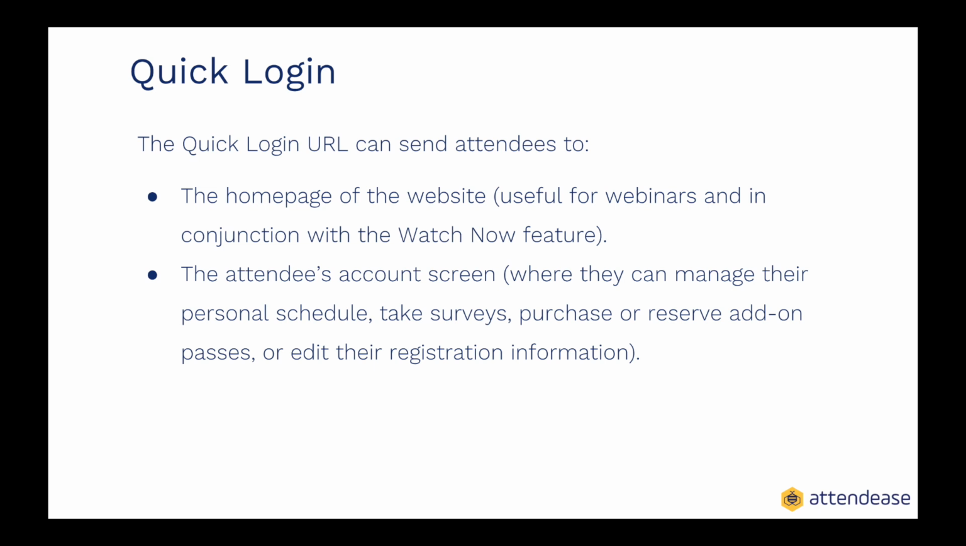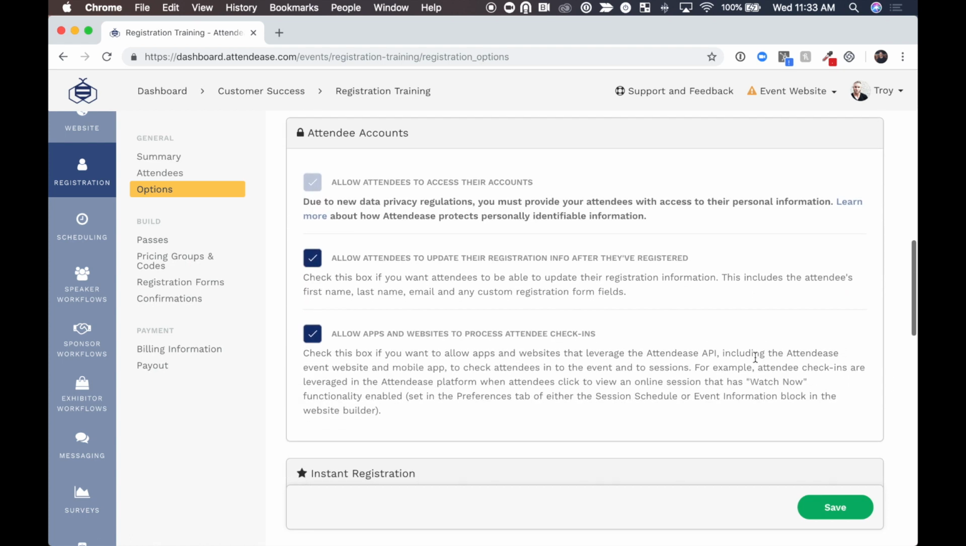In the second scenario, if the option is checked, the attendee will be logged in and taken to their account page where they can manage their personal schedule, take surveys, purchase or reserve add-on passes, or edit their registration information, if this option has been enabled. With that in mind, let's turn to our next option. Under Attendee Accounts, you're able to choose whether attendees can edit their registration information. When enabled, attendees are able to log into their account screen and make edits to their first name, last name, email, and any custom registration form fields.